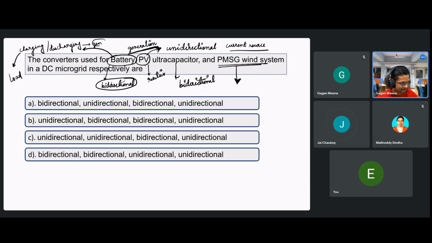Because we change the switching pattern in such a way that it can take or it can give P and Q. But current will always remain in the same direction. That is why they are unidirectional. Same is with wind also. Wind will also consume reactive power. But here battery and ultracapacitor, the current reverses. That is why this bidirectional is for current.